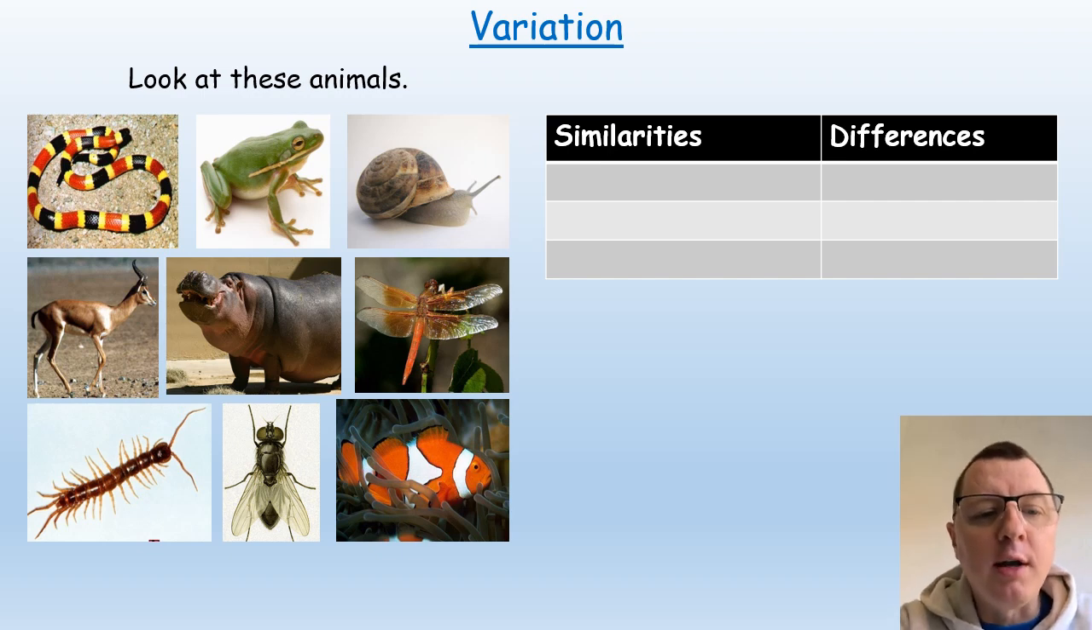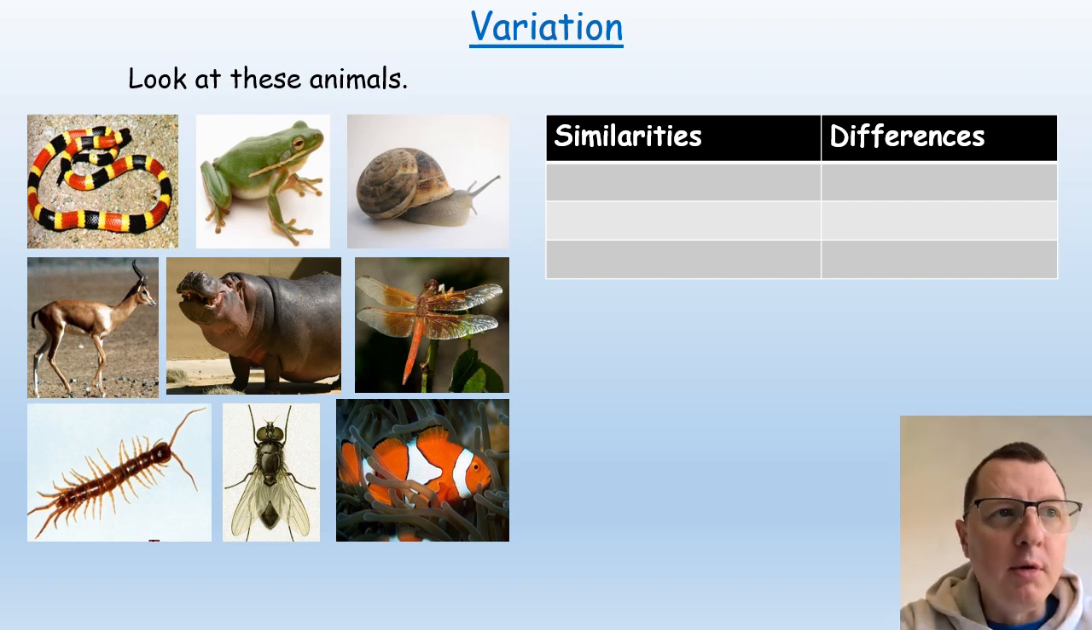In this video we'll be looking at variation. If you take a look at the animals that you can see here on the screen, you'll notice that they are all very similar in many ways, but also very different in many ways. In fact, if you pause the video now, it won't take you long to be able to write down the list of the similarities these animals have and all the differences that they have.